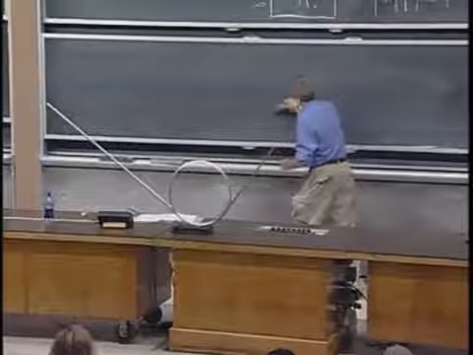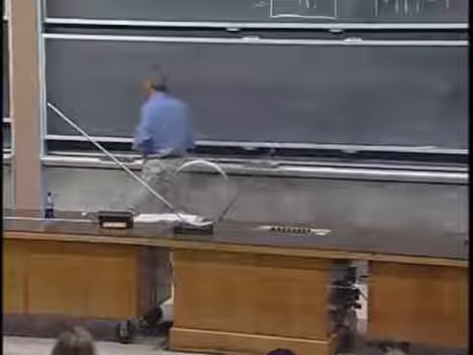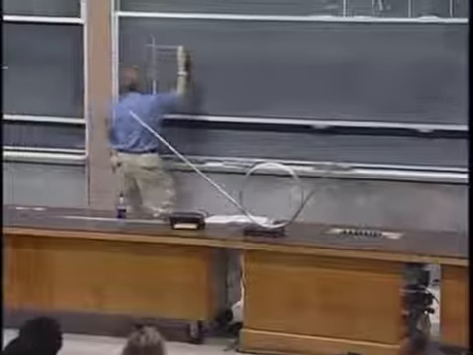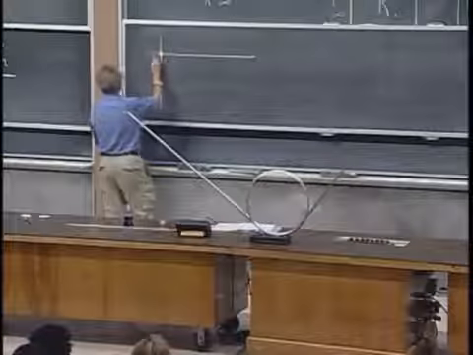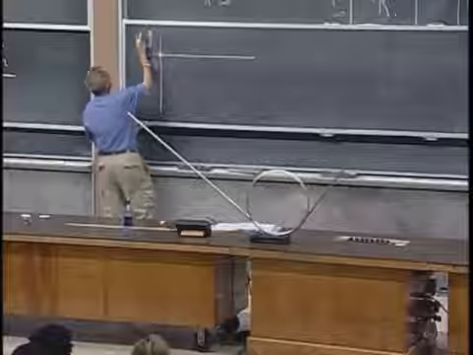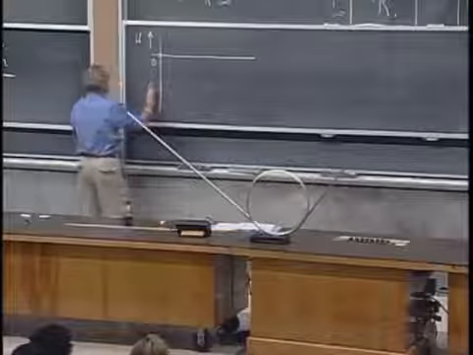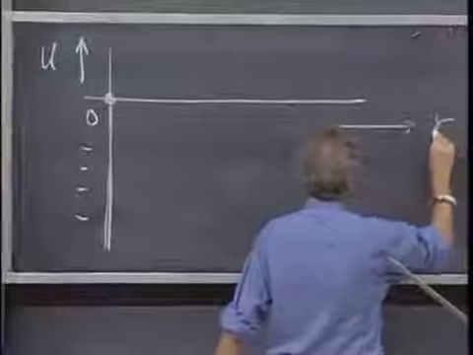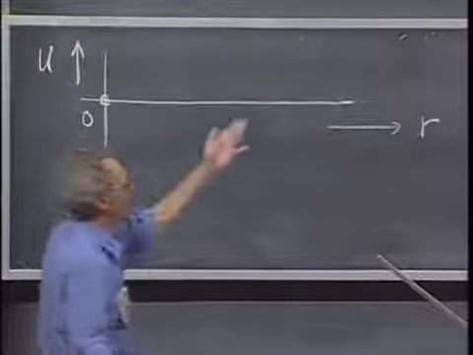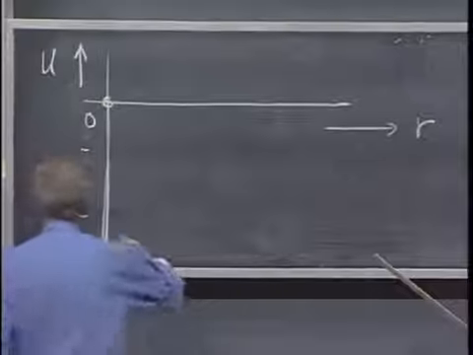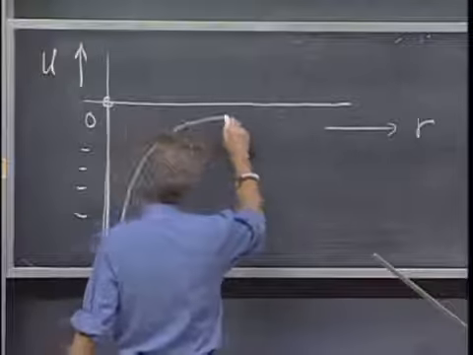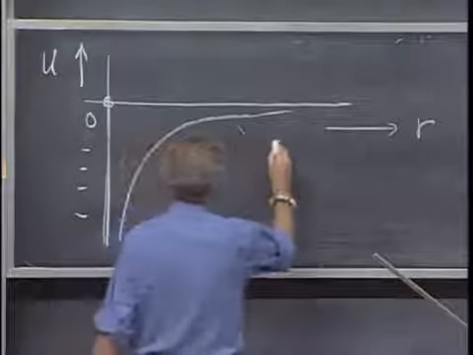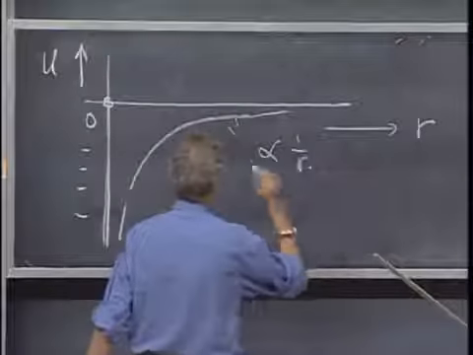The force, gravitational force, falls off as 1 over R squared. Here 0. This is the gravitational potential energy. All these values here are negative. And here I plot it as a function. I use the symbol little r now instead of capital R. And so the curve would be something like this. This is proportional to 1 over R.